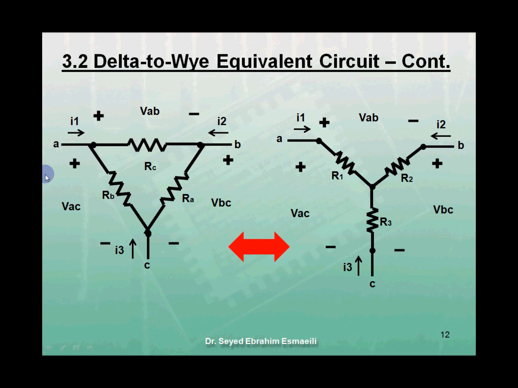Also, the voltage between node A and C, VAC, in the delta configuration is equal to voltage VAC in the Y configuration. This is also true for VAB and VBC.